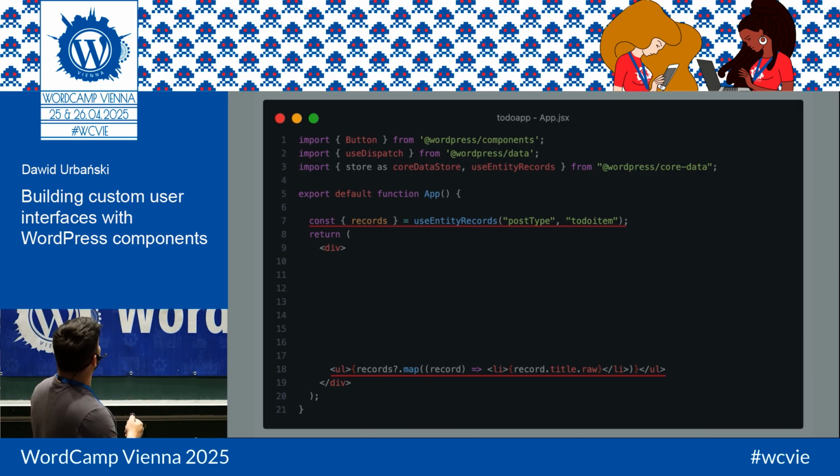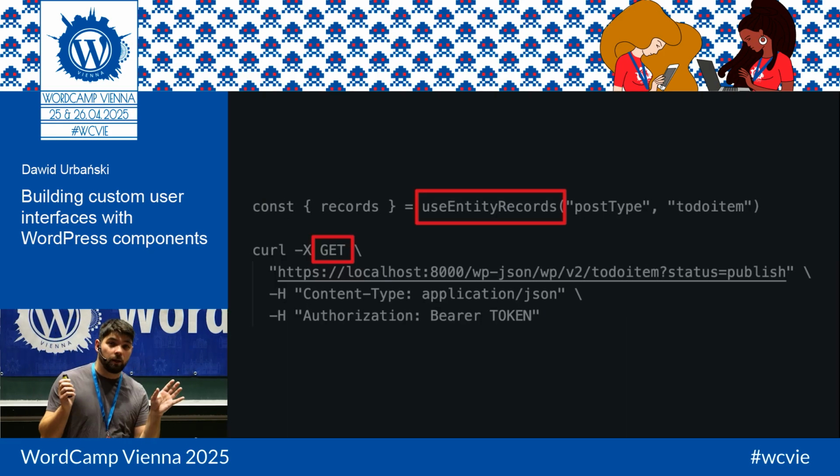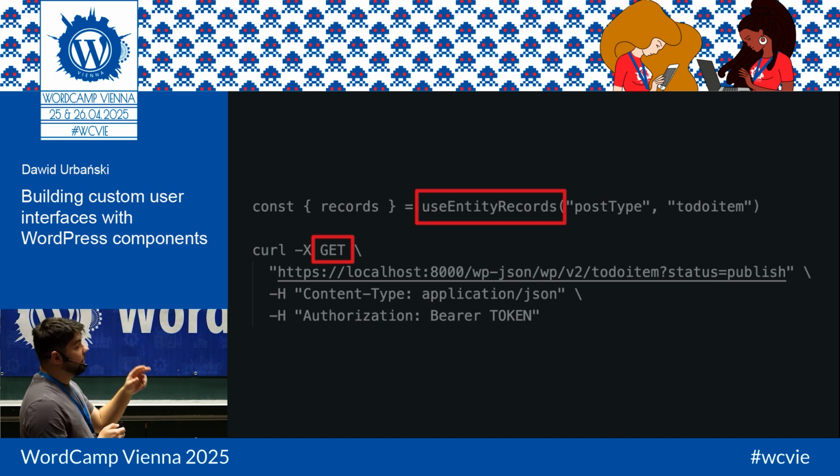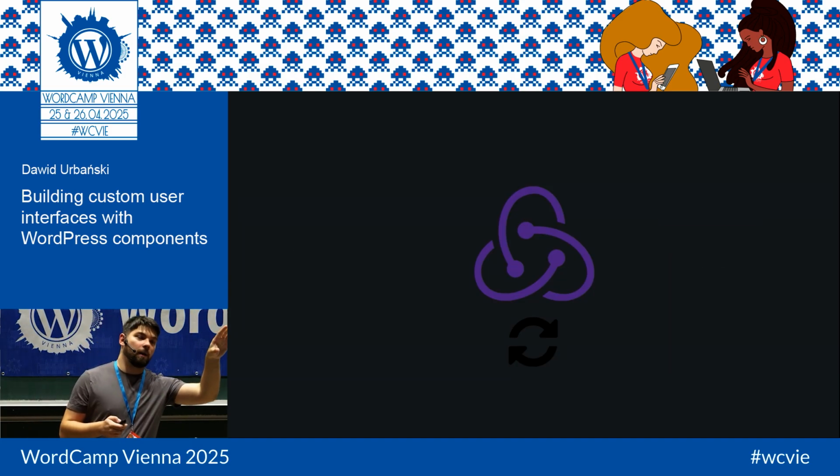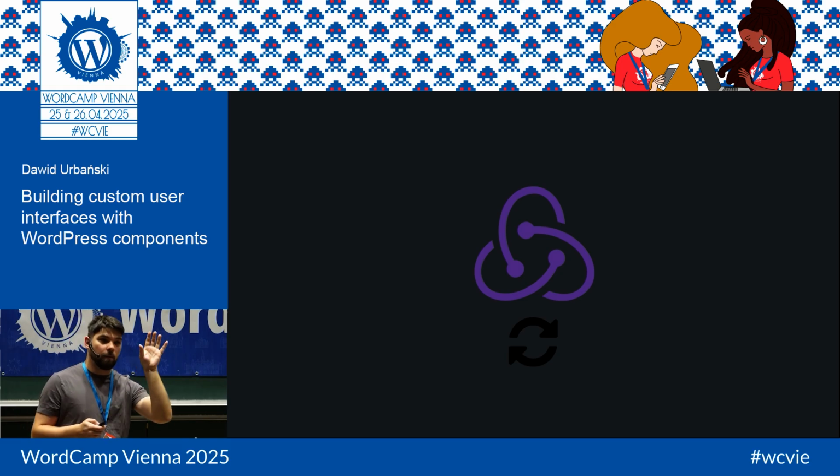And what use entity records does under the hood when you call it? Yeah, it will just do a get request under the hood. I don't do it manually. I'll just use WordPress data package, core data in this case. So a get request to the normal REST API of WordPress, and I want post type to do item, so I get the to do item here, slash to do item, and this will pull these guys and push them to Redux store again under the hood. I don't care about it.